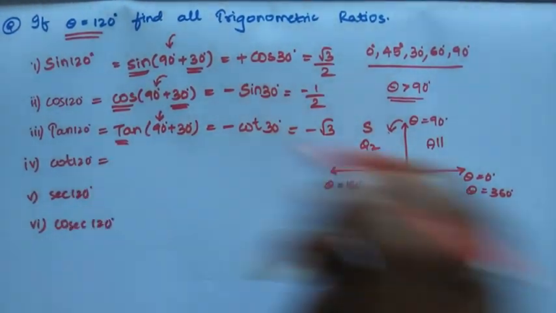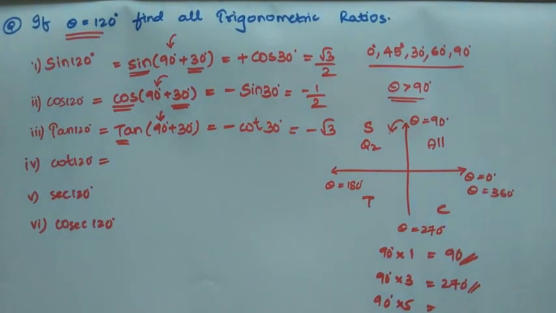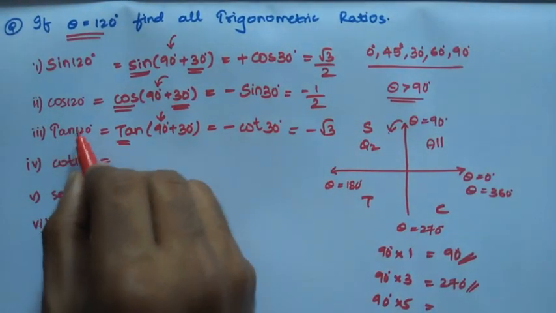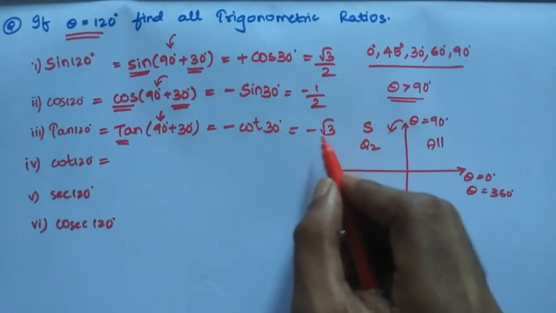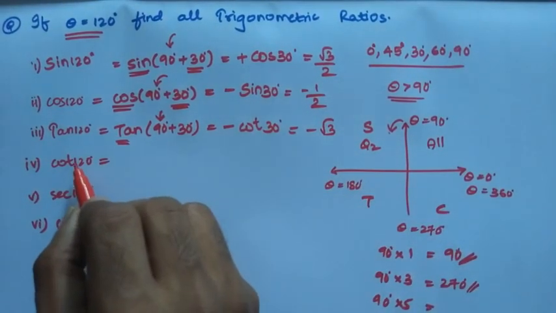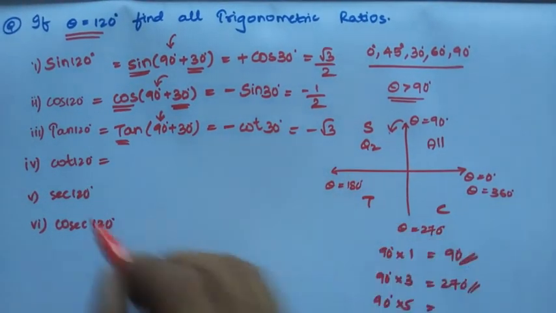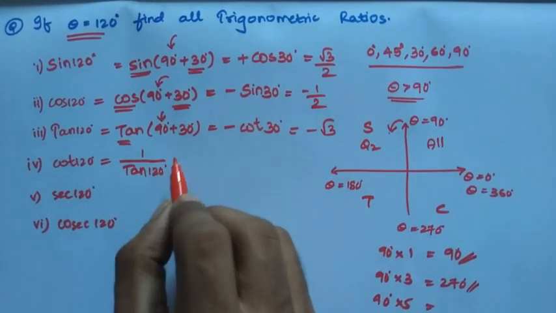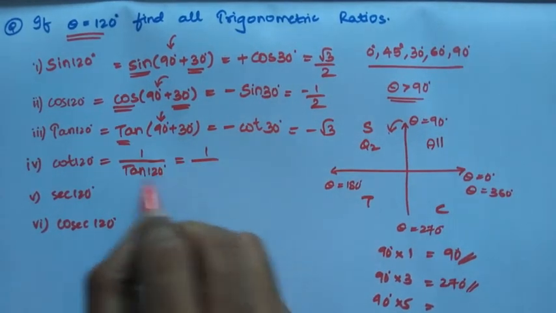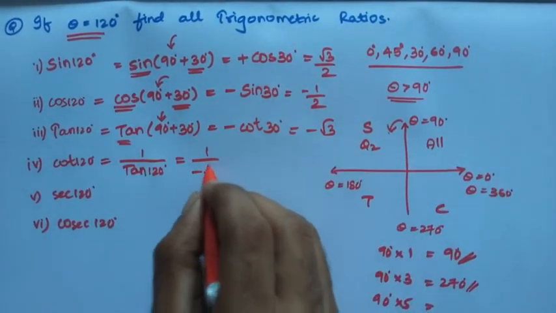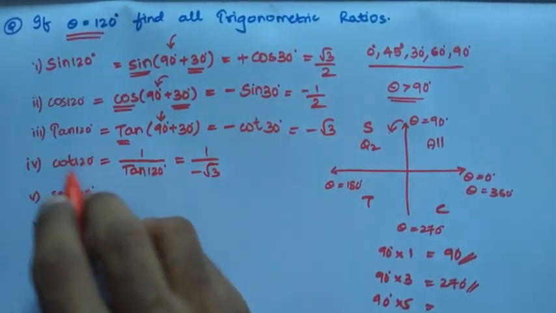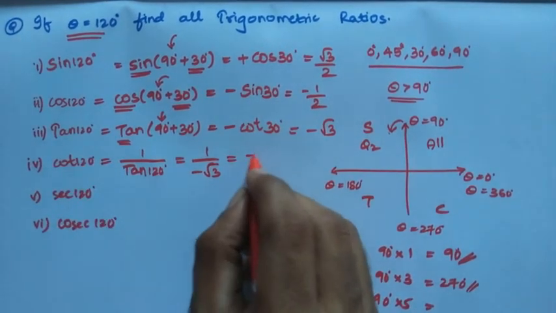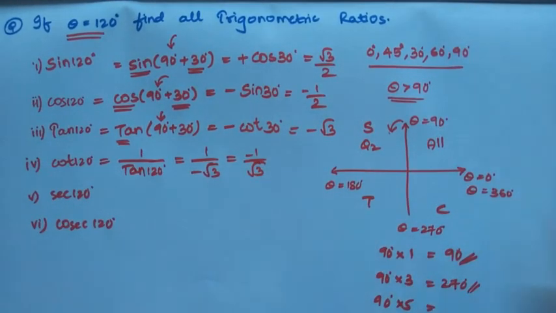Next, coming to cot 120. You can clearly see tan 120 is minus root 3. Cot 120 is the reciprocal of tan 120. That means it can be written as 1 by tan 120 degrees. 1 by tan 120 degrees is 1 by minus root 3. So therefore the value of cot 120 degrees is minus 1 by root 3.